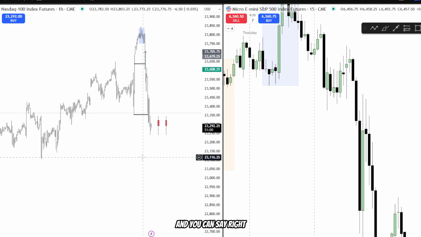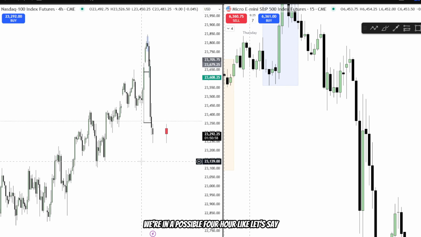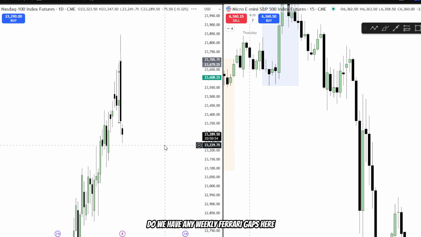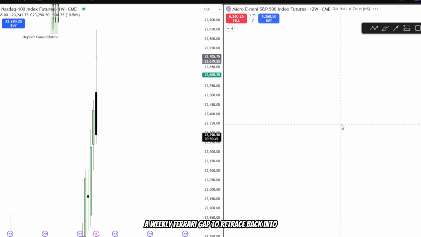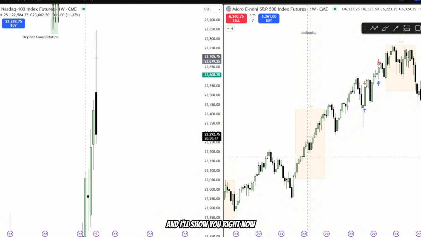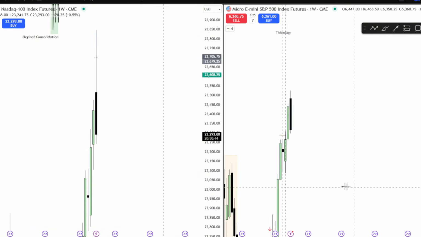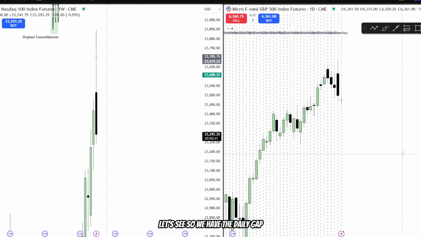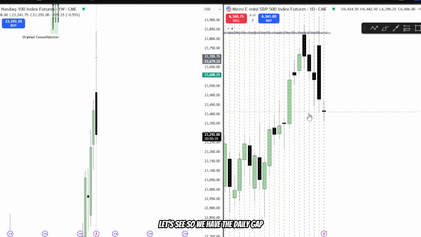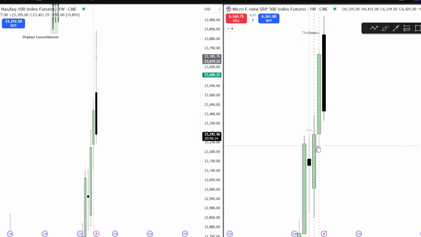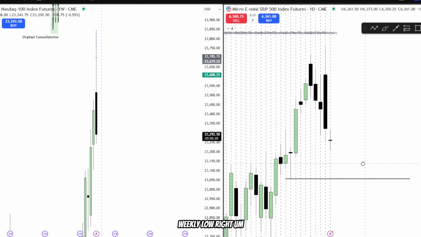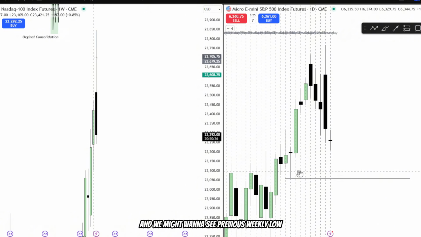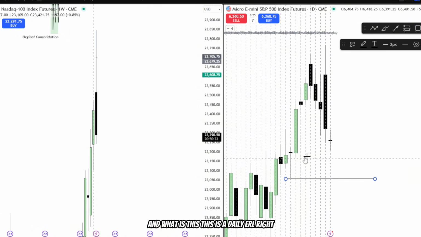And you can say, right, we're in a possible 4-hour, like let's see if we can find something. Do we have any weekly fair value gaps here? I think on ES we might have a weekly fair value gap to retrace back into, and I'll show you right now. Let's see. So we have the daily gap. So what is this? Is this a weekly swing low? So we might want to see previous weekly low, right? Because we swept previous weekly high, and we might want to see previous weekly low. And what is this? This is a daily ERL, right?